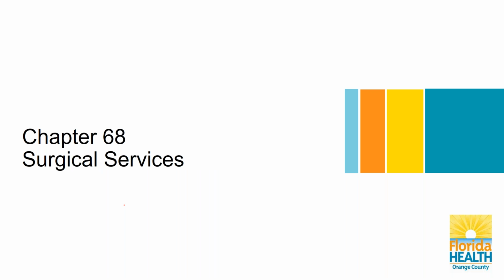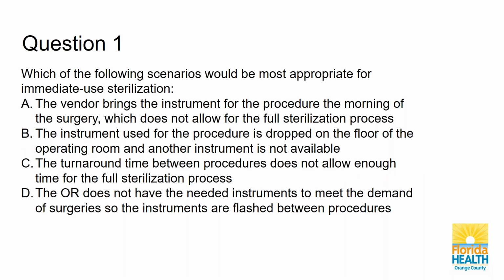Okay, there were no questions for chapter 67. So for chapter 68, surgical services, question 1 is: which of the following scenarios would be most appropriate for immediate use sterilization? A, the vendor brings the instrument for the procedure the morning of the surgery, which does not allow for the full sterilization process. B, the instrument used for the procedure is dropped on the floor of the operating room and another instrument is not available. C, the turnaround time between procedures does not allow enough time for the full sterilization process. Or D, the OR does not have the needed instruments to meet the demand of surgeries, so the instruments are flashed between procedures.